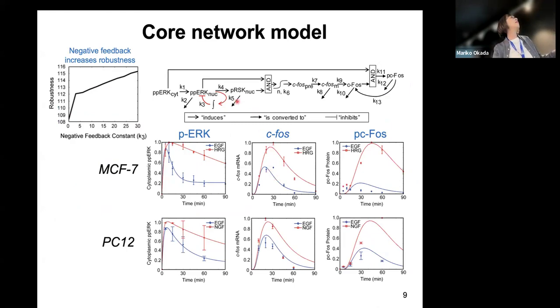And we further analyzed the effect of the negative feedback, particularly for DISP. DISP is described by the parameter K3, and we performed the robustness analysis, changing this K3 constant. When we increase this constant, we see not much upregulation of C-FOS. So again, we see that this negative feedback also contributes to the ARC to C-FOS network.